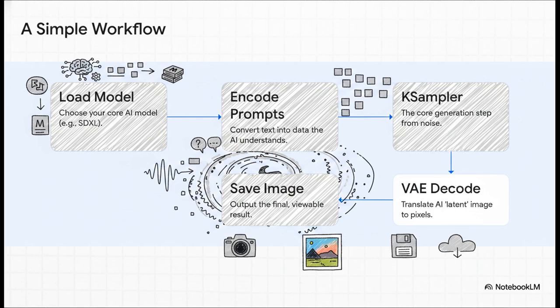First, the Load Model node selects your AI model. Next, the Encode Prompts nodes convert your text into numerical data, or tokens. This data flows into the K-sampler, which is really the heart of the process. It takes that data and some random noise and generates the image in what we call latent space, a compressed format the AI works with. Then, the VAE decode node translates that latent image into the final pixel image we can actually see. And finally, you save it. Every single step is laid bare and is completely open for you to modify.